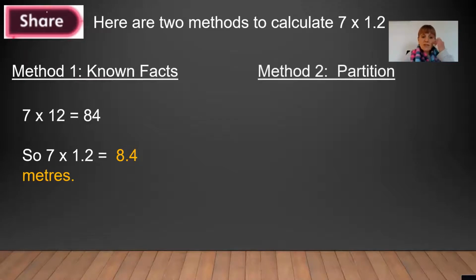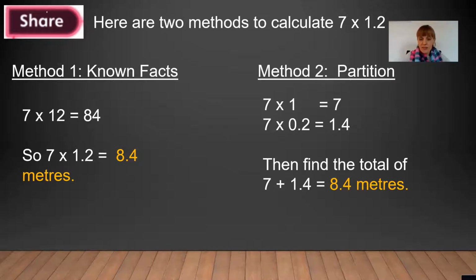Now another method is to partition our decimal number. So what we would do is 2 steps. First of all, we would do 7 times 1, which would give us 7, and then we would do 7 times 0.2, which would give us 1.4. And what we've done there is we've partitioned the 1.2, we've split it into 2 bits and multiplied them both by 7. Now then with our answers, we need to add them together, and we would get the same as the other method, 8.4 meters. So with these, I want you to look at the different methods and decide which one you prefer to use.